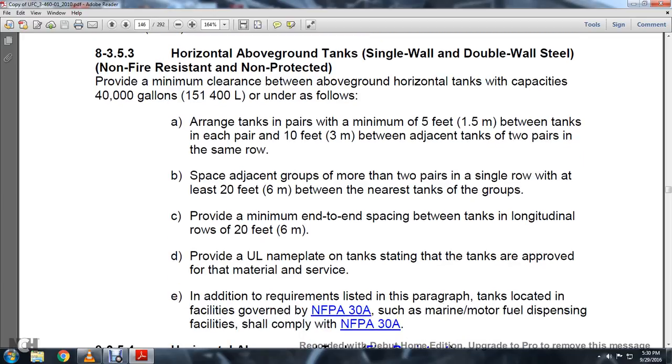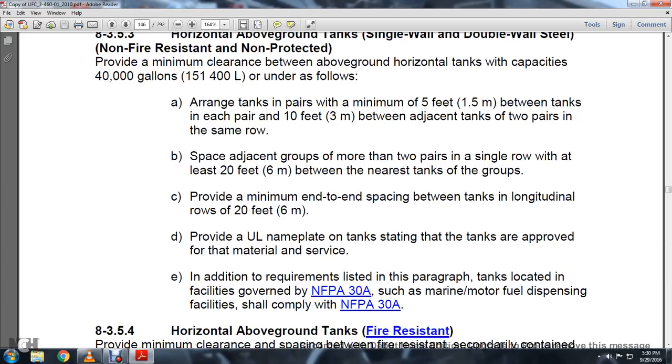Provide a UL nameplate with the tanks stating that the tanks are approved for the material and service, in addition to the requirements listed in the paragraph. Tanks located in facilities governed by NFPA 30A, such as marine and motor fuel dispensing facilities, should comply with NFPA 30A.